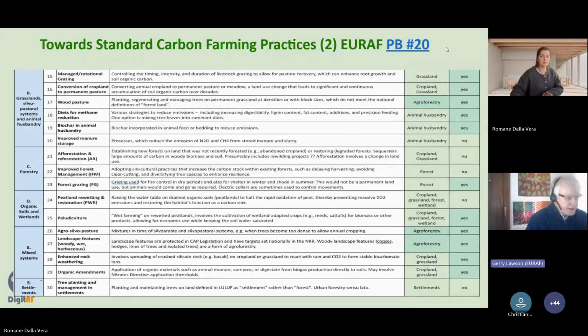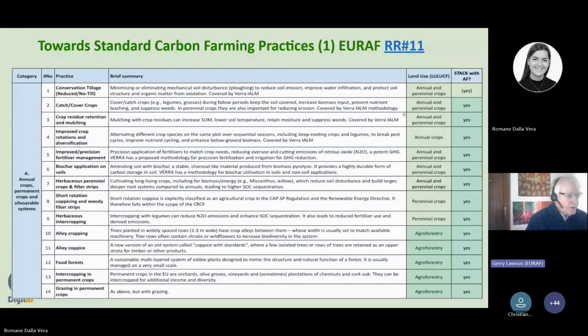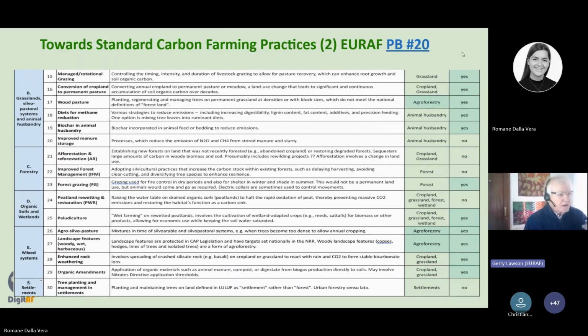So therefore, what are the practices? We've come up with this list in DigitAF of 30 potential carbon farming practices, of which 8 are agroforestry. And the last 2 columns is a question of whether you can actually stack the carbon farming, or just stack the agroforestry together with the other types of agroforestry. And we're saying, yes, that can be done, with the possible exception of conservation tillage, no-till, where you need to do some pruning of the tree roots to stop them competing with the crop roots. Next slide. So that's the first 14 carbon farming practices.